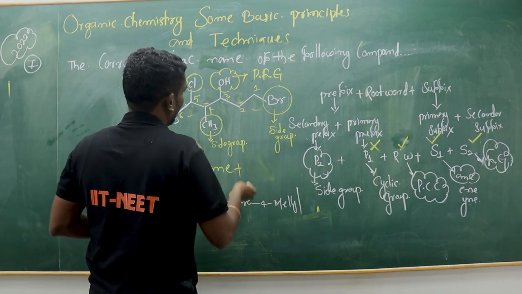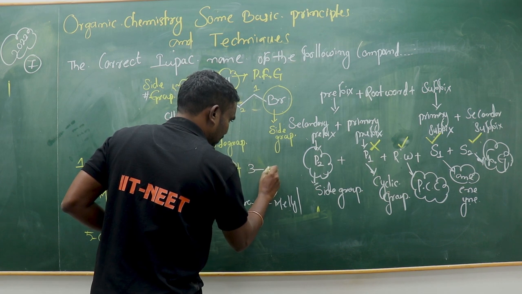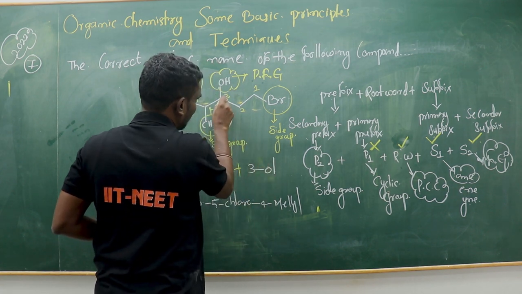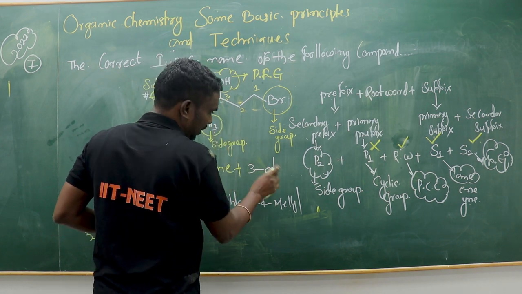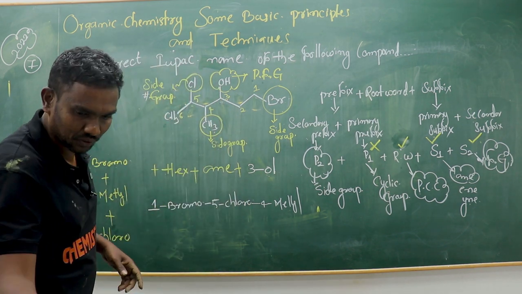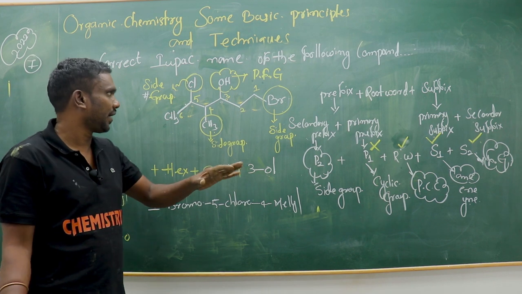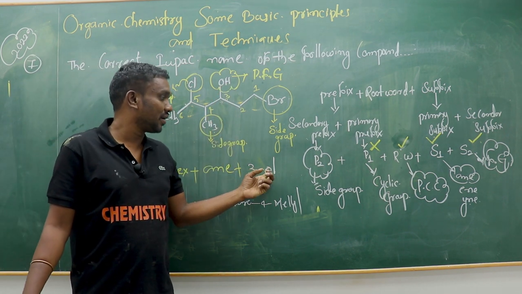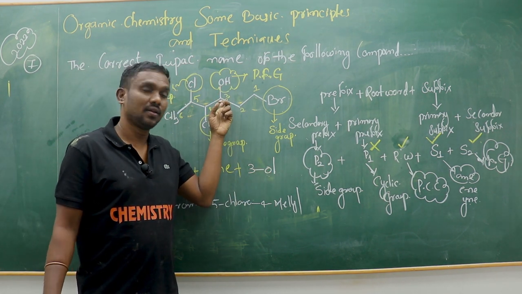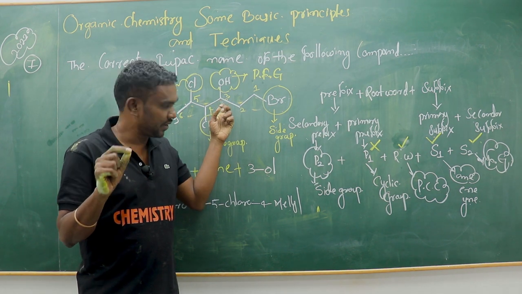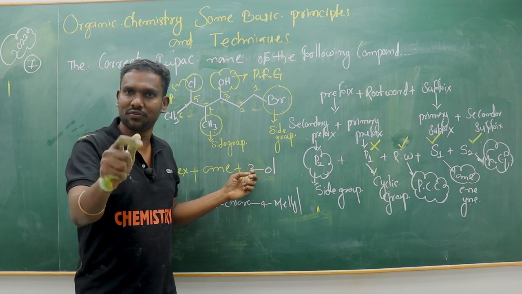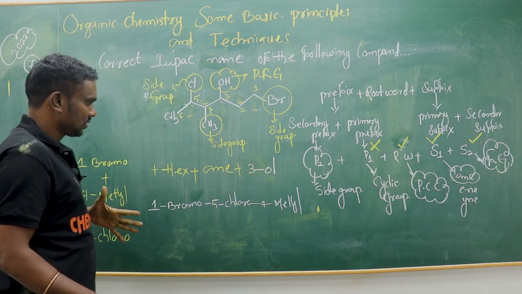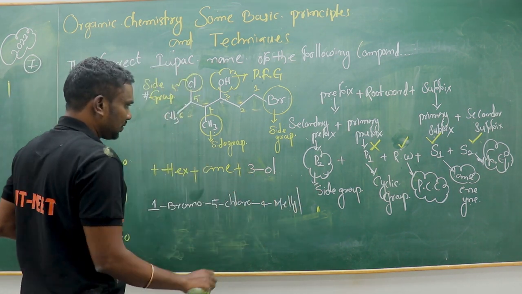here ol, 3 ol, beta ji, 3 ol. Third carbon pe ol group hai beta, so that is the reason 3 ol, beta, 3 ol, right, chalo. Hum ol likh diye, magar ye third carbon hai beta, third carbon pe ol group hai beta, so that is the reason I wrote just 3 ol, right, that's it.